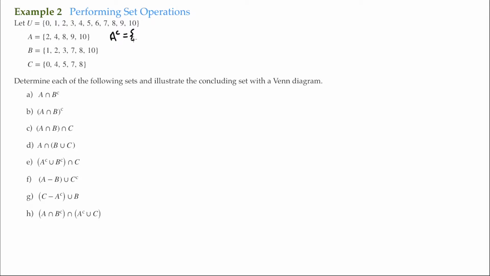And again, that's going to be everything that's not in A. So you can see we have 2, 4, 8, 9, and 10 in A. So everything that's not in there, that's going to be 0, 1, 3, 5, 6, and 7. And I think we got it. So that's the complement of set A. And I'm going to do that for the remaining sets here, for set B and for set C.